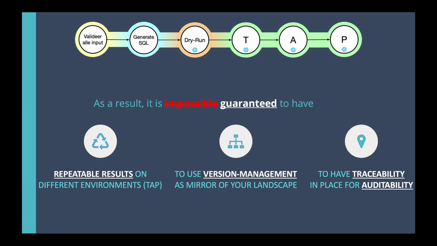As a result of applying these 6 steps to every change that enters your data landscape, you will be guaranteed to have repeatable results on your different environments because there's no tweaking allowed with your changes. Also, there's proper version management in place that mirrors your landscape over time, and there's traceability, which enables auditability on your data landscape. So let's see these 6 steps in practice.